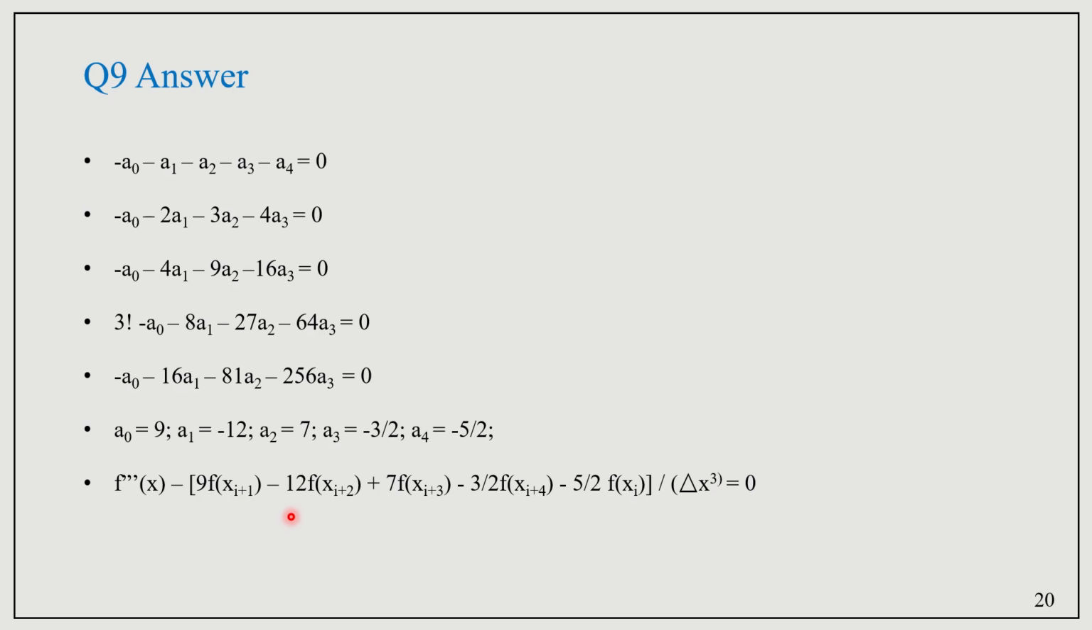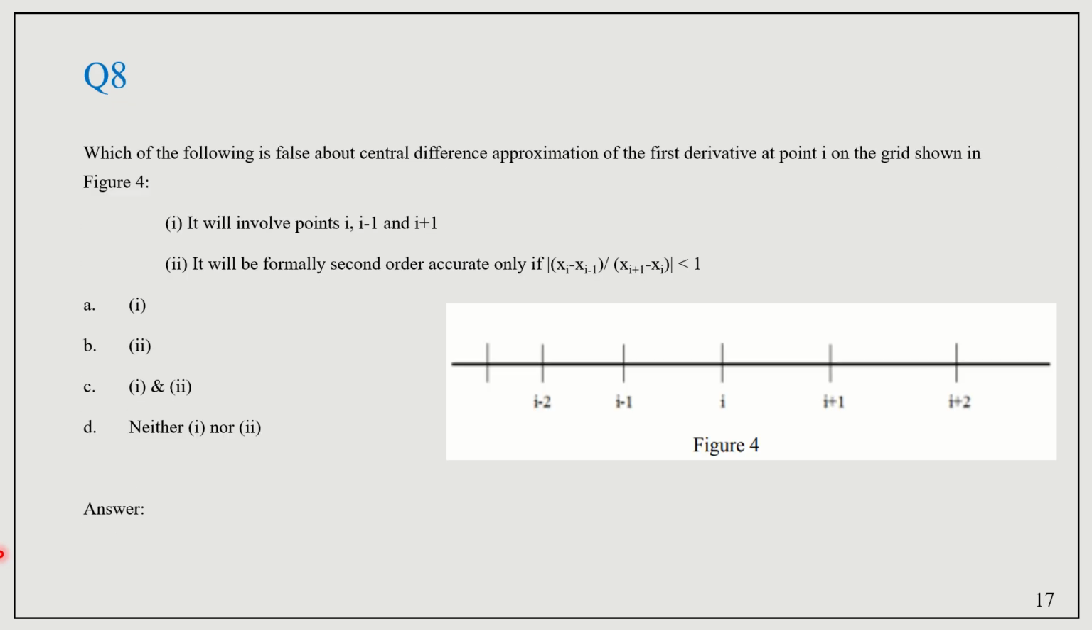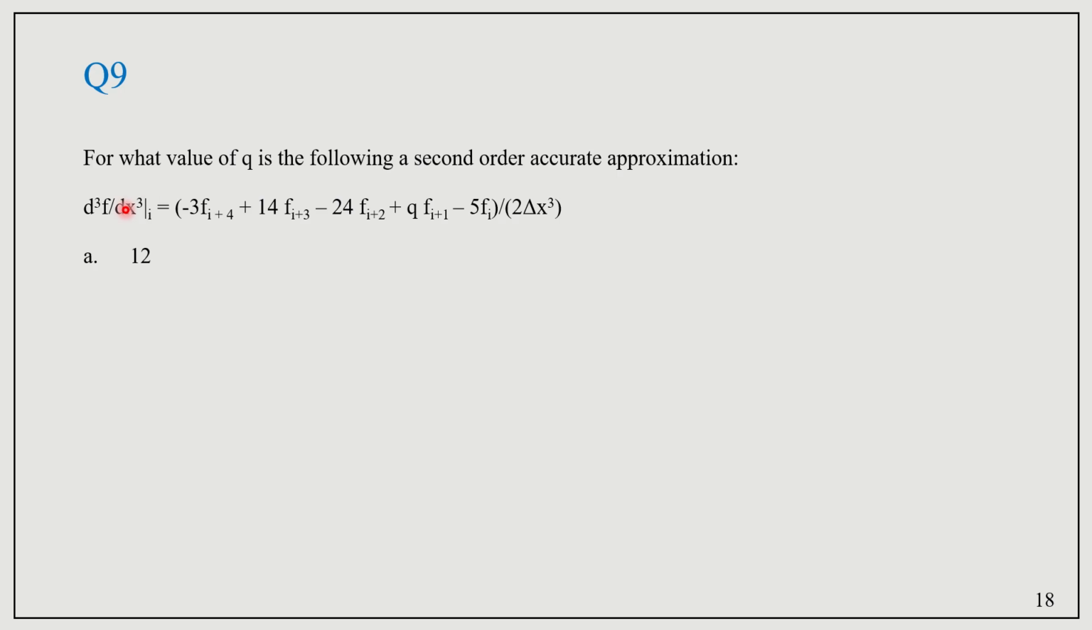Now in the question, what format was it given in? It was given as d cube f by dx cube equal to minus 3 times f at I plus 4 plus 14 times f at I plus 3 minus 24 times f at I plus 2 plus q into f at I plus 1 minus 5 into f at I, divided by 2 into delta x cube. So here we have 2 as common, so we will rearrange the equation in such a fashion.